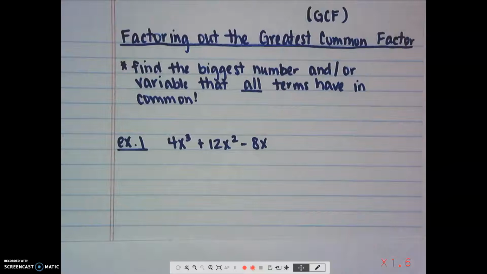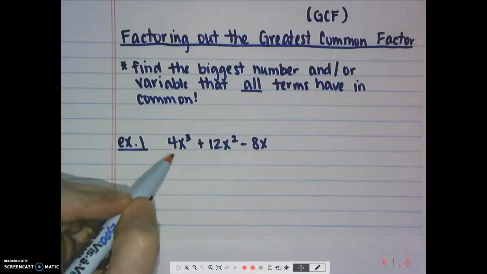Today we're going to be talking about factoring out the greatest common factor, or what we're going to call the GCF. So this means that we're going to find the biggest number and/or variable that all of the terms have in common. So we're looking at all of them, whether it has 2 terms, 3 terms, 12 terms, whatever it's got. We're going to look for the biggest number and/or variables that they all have in common.